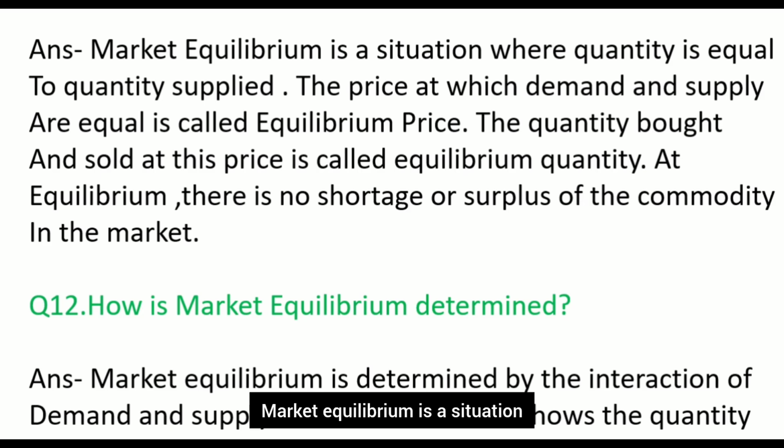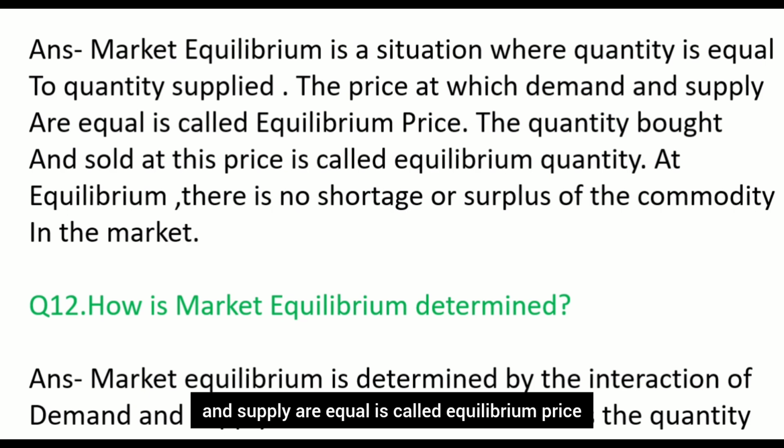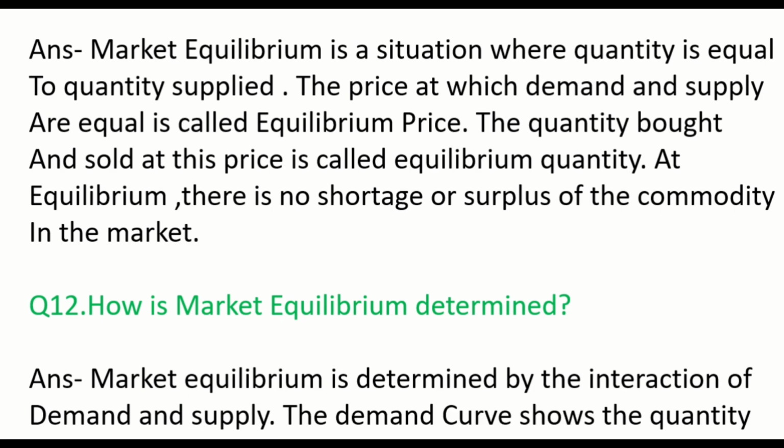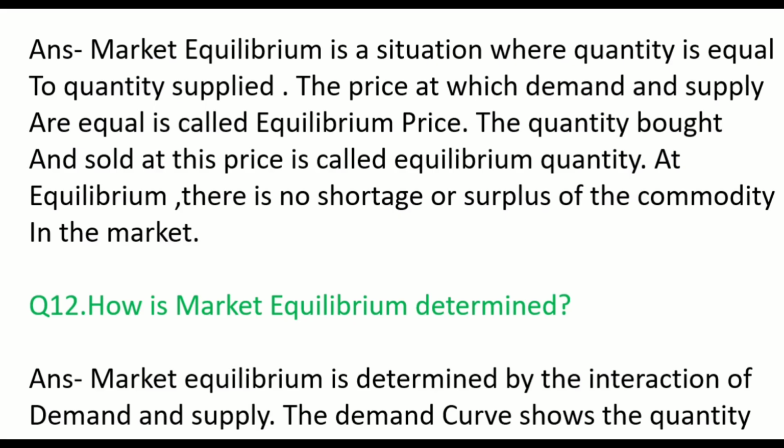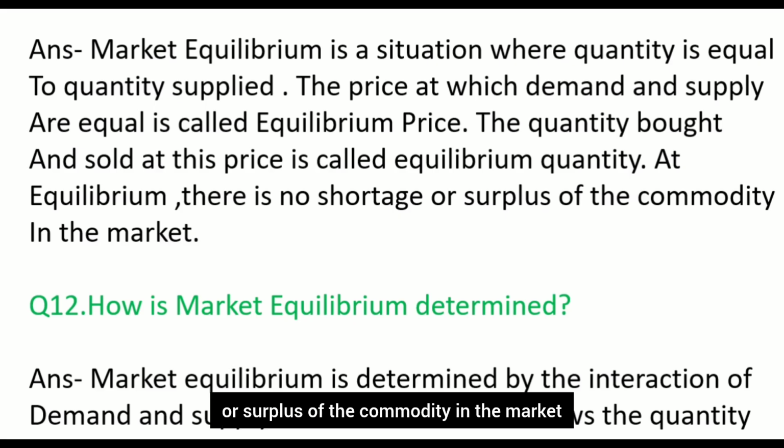Now question number 11 is, what is market equilibrium? Market equilibrium is a situation where quantity demanded is equal to quantity supplied. The price at which demand and supply are equal is called the equilibrium price. The quantity bought and sold at this price is called the equilibrium quantity. At equilibrium, there is no shortage or surplus of the commodity in the market.